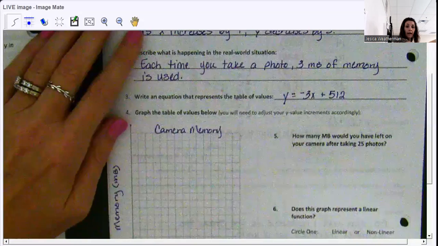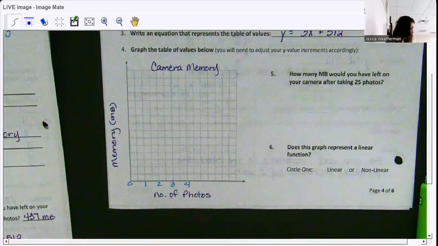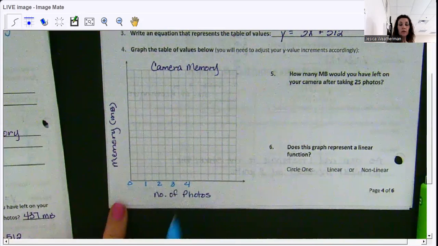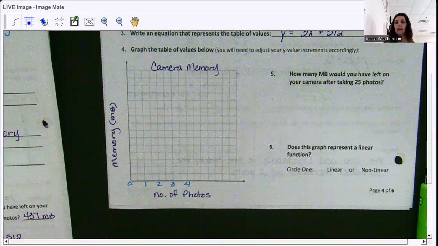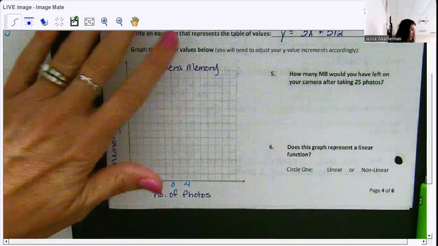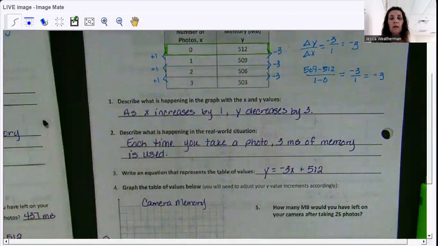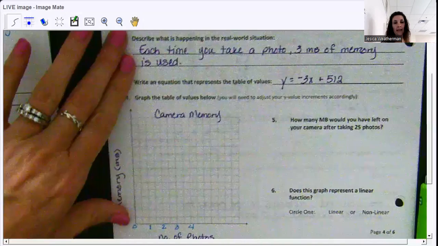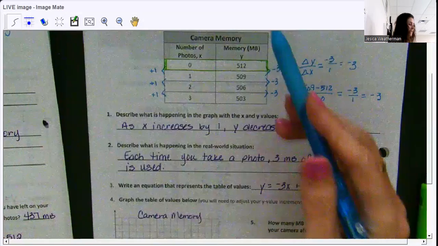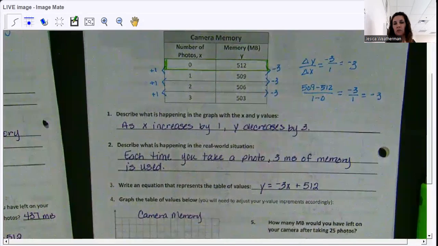Okay, so I have my graph completed except for my increments, and it should look something like this. You may or may not have skipped a line, and either way is okay. It doesn't matter. But notice that our increments up here start at 512 and go down to 503. Normally I would say that your graph has to start at 0, but unfortunately our graph isn't that big, and our data is too close to each other to be able to go up by 25s, 50s, or 100s.